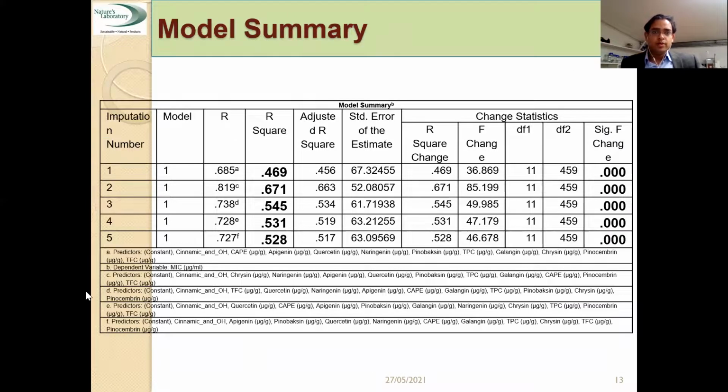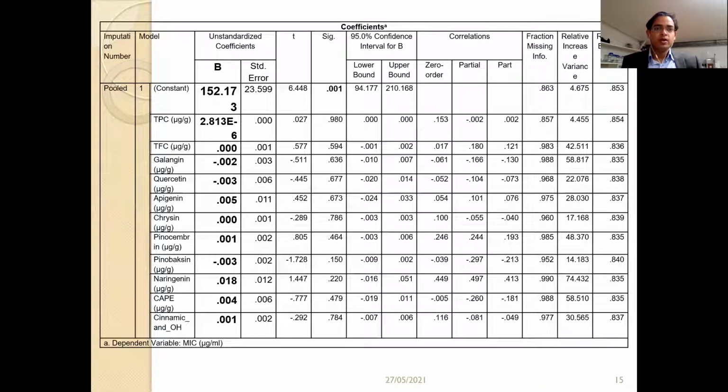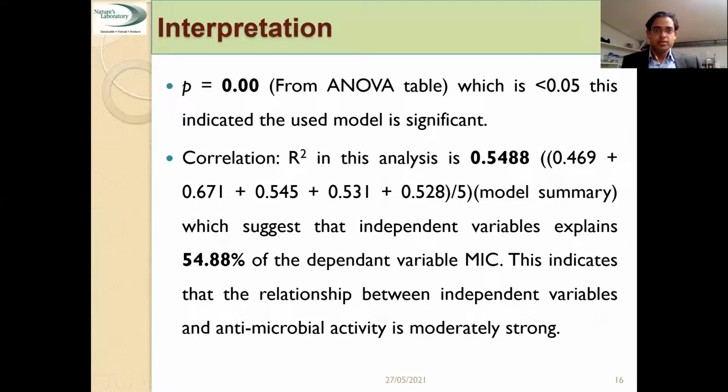So here you see, the closer the R value is towards 1, the better the results, and the model P value suggested that the model is significant. And here also you can see the significant values, as the values are less than 0.05. And this is a coefficient equation which we derived by running the coefficient analysis.